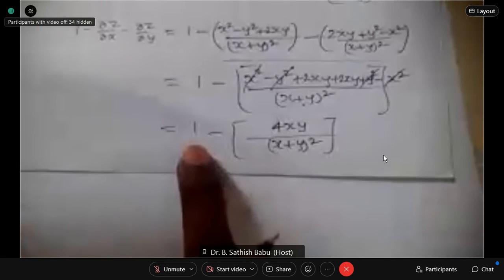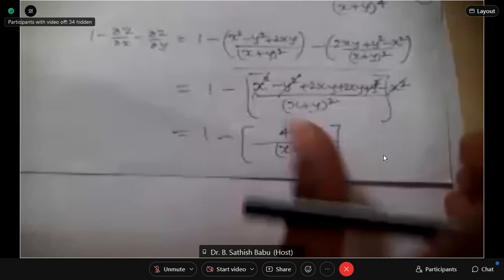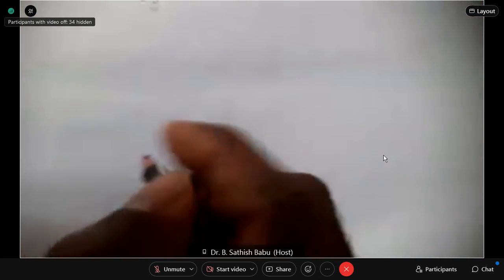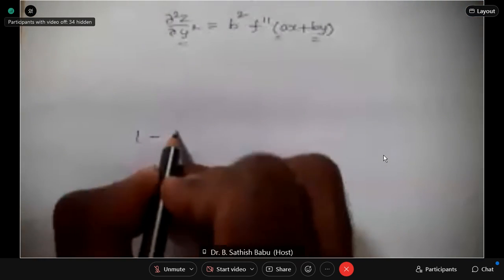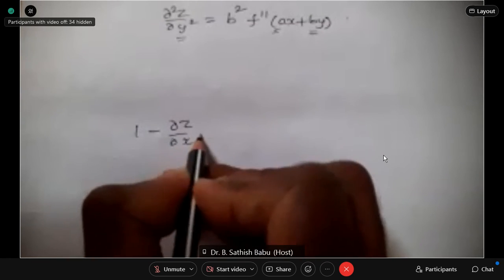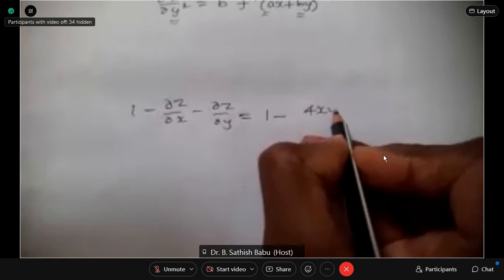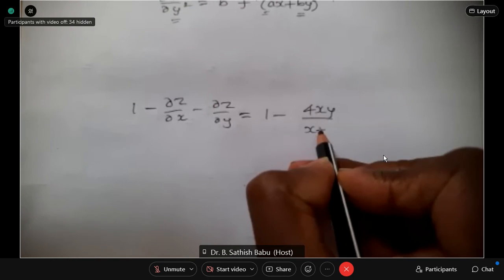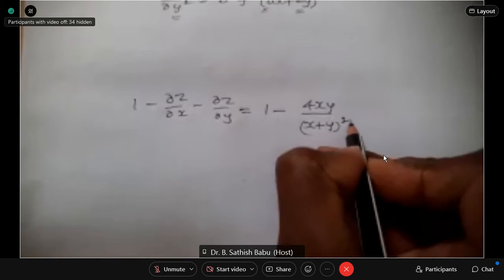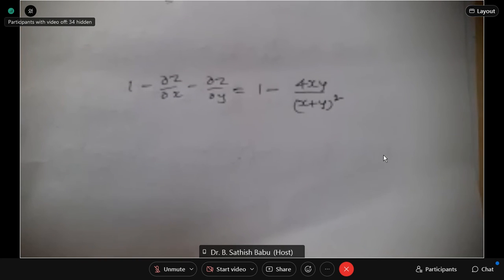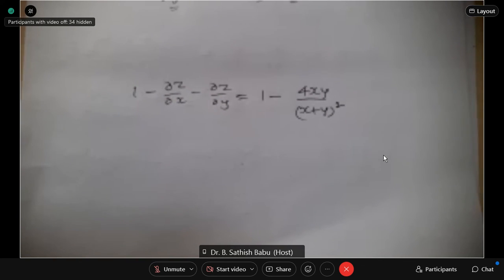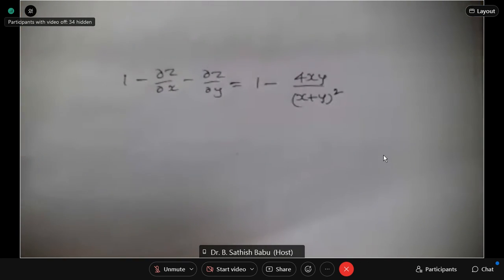You remember this term, it is 1 minus 4xy by x plus y the whole square. I will just continue here. 1 minus dou z by dou x minus dou z by dou y. We got it as 1 minus 4xy divided by x plus y whole square. Am I correct? Yes, sir.